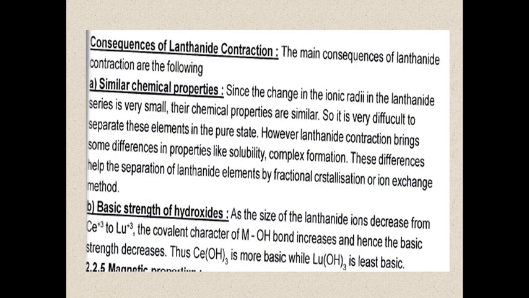Consequences of lanthanide contraction. The main consequence is similar chemical properties. Because of this lanthanide contraction, almost all the atoms show similar sizes, so the chemical properties are similar, with some differences in properties like solubility and complex formation. These property differences help in the separation of lanthanide elements by fractional crystallization or the ion exchange method.